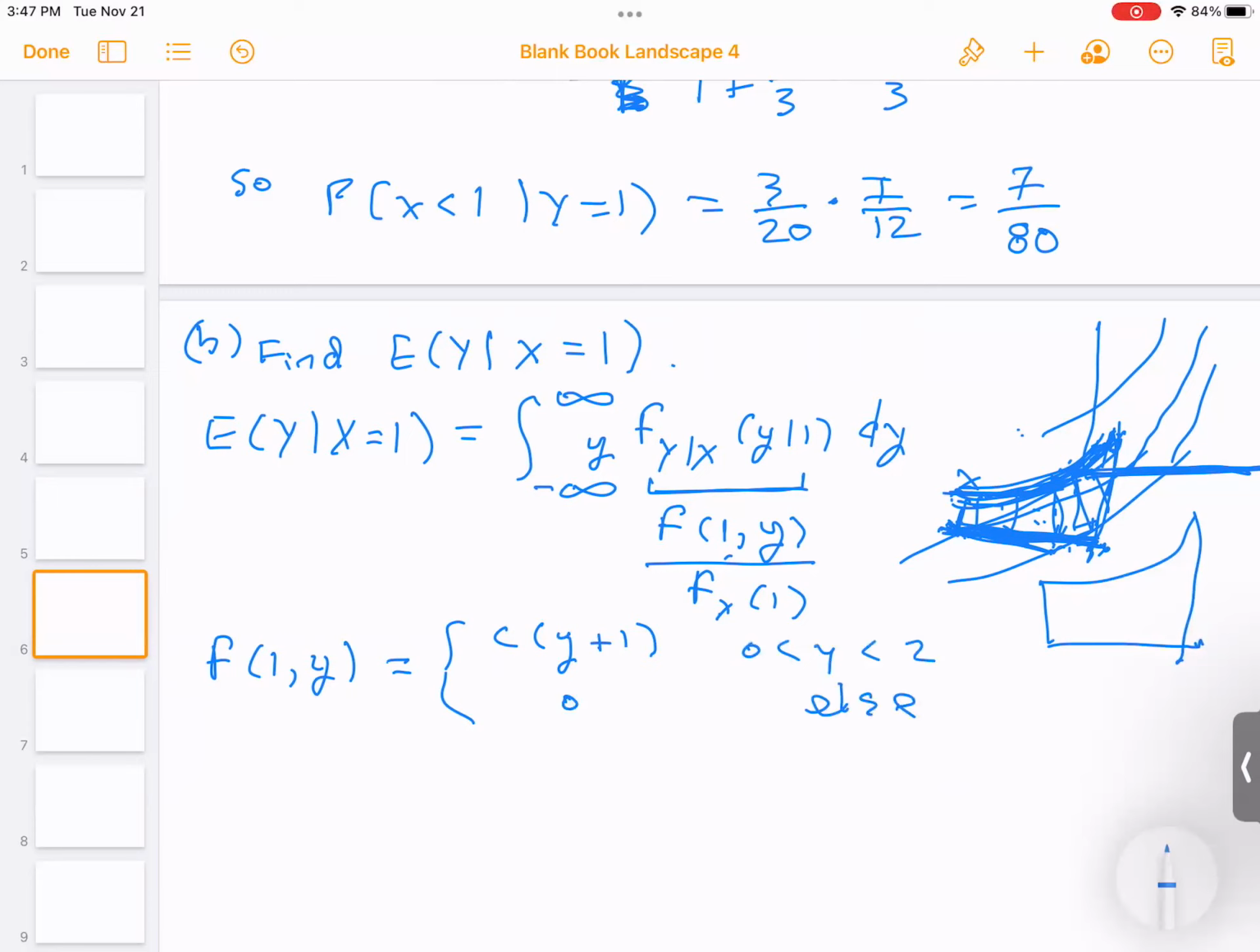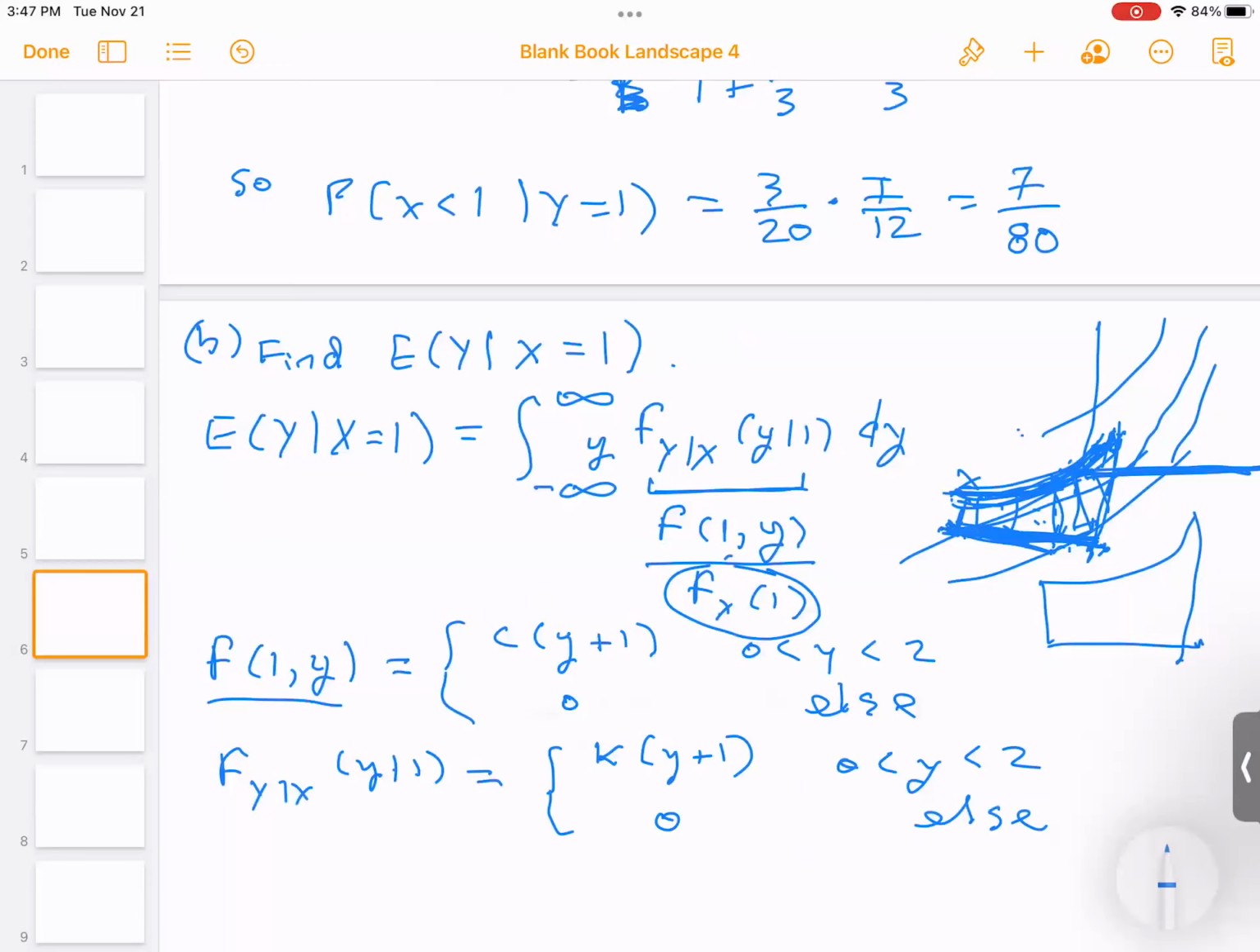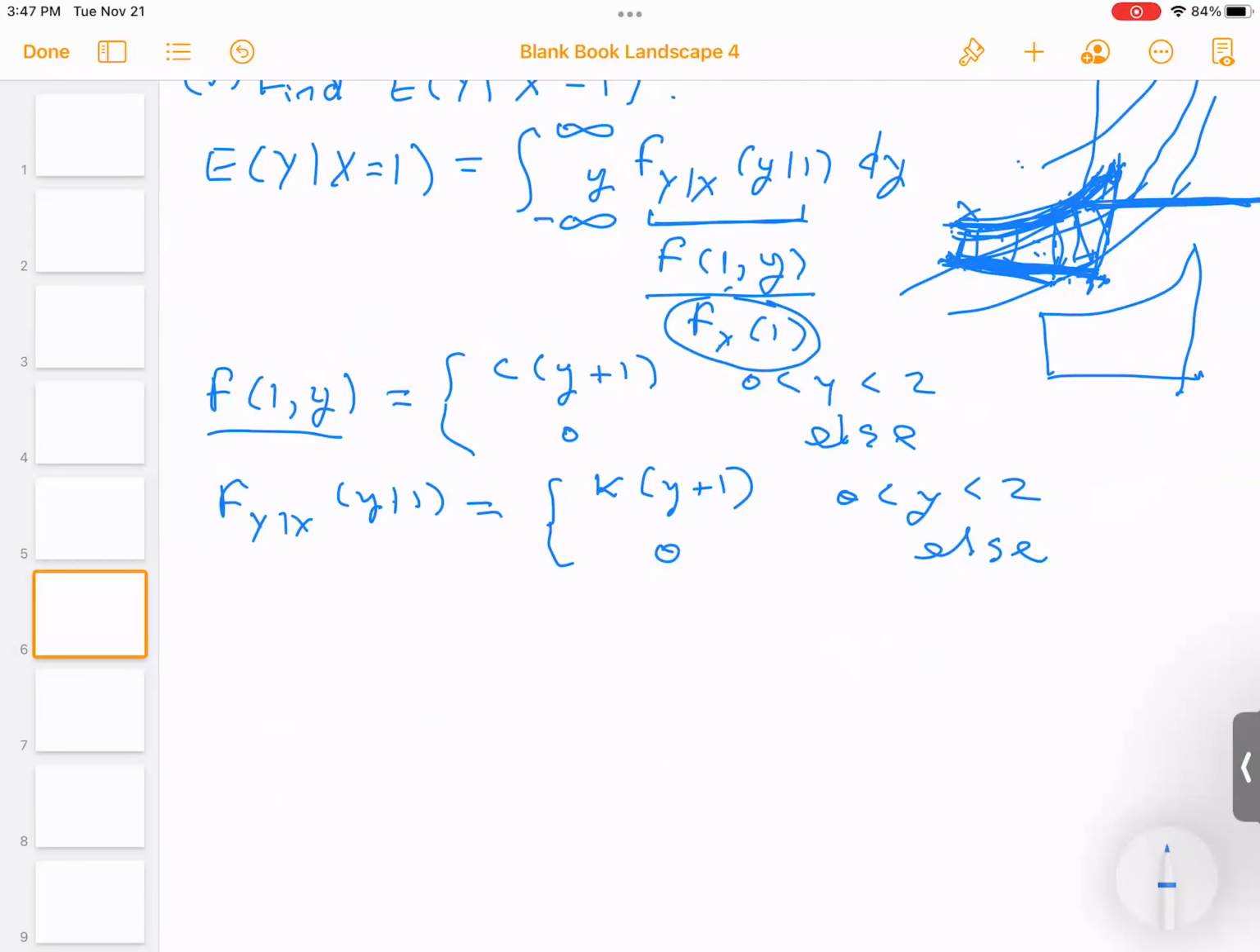Let's find, oh, no, let's not find that yet. Okay, so now we have, what does f y given x, little y given 1 equal? This must equal this divided by some other constant. So I'm going to bring them all together into a single constant. So this is just equal to k, y plus 1, 0, 0.